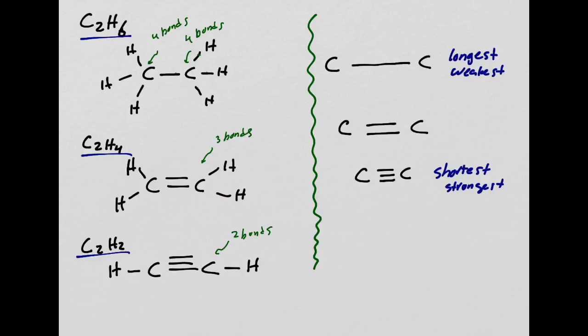Here we had 1, 2 bonds. Okay, I need 2 more. I make a triple bond, so carbon can have 4 bonds. All right, beautiful. Really nice job.